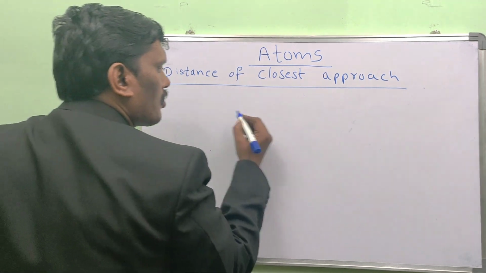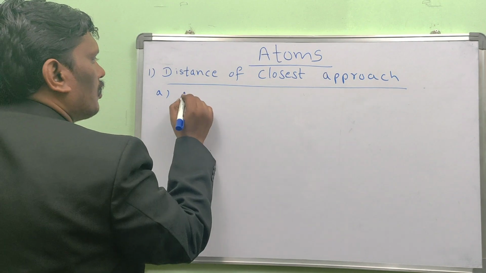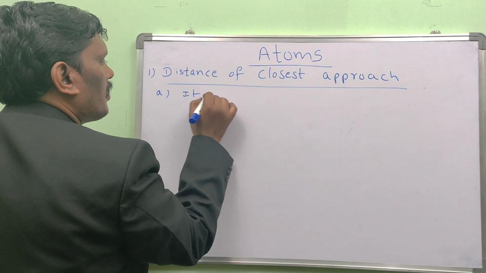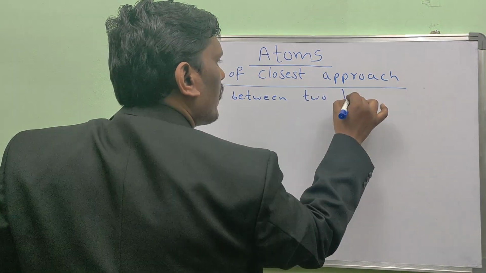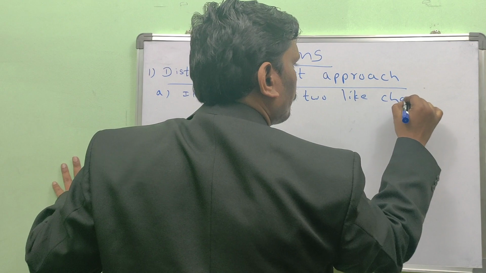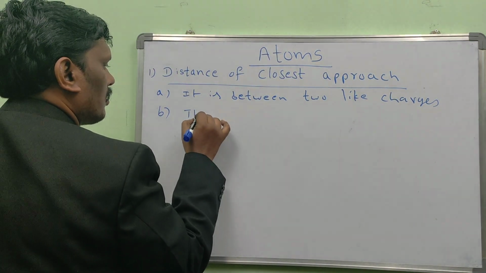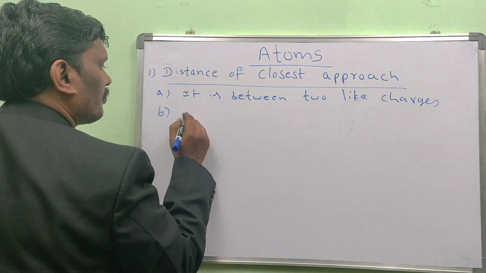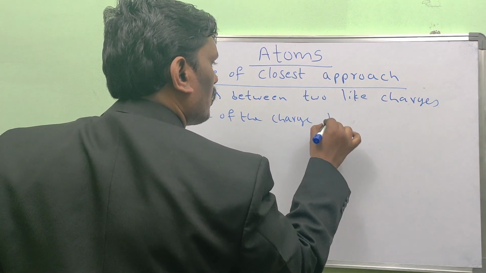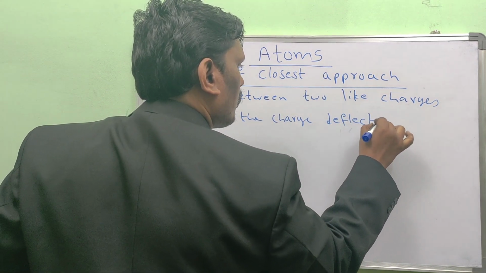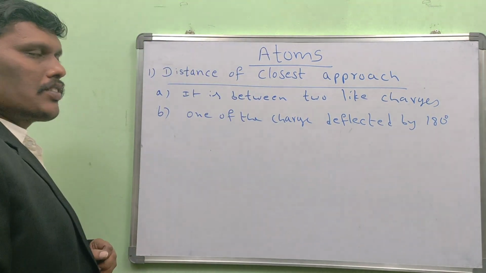What is the meaning of distance of closest approach? If I consider the first point here, it is between two like charges. Second condition, one of the charges is deflected by 180 degrees. These are the two conditions required.